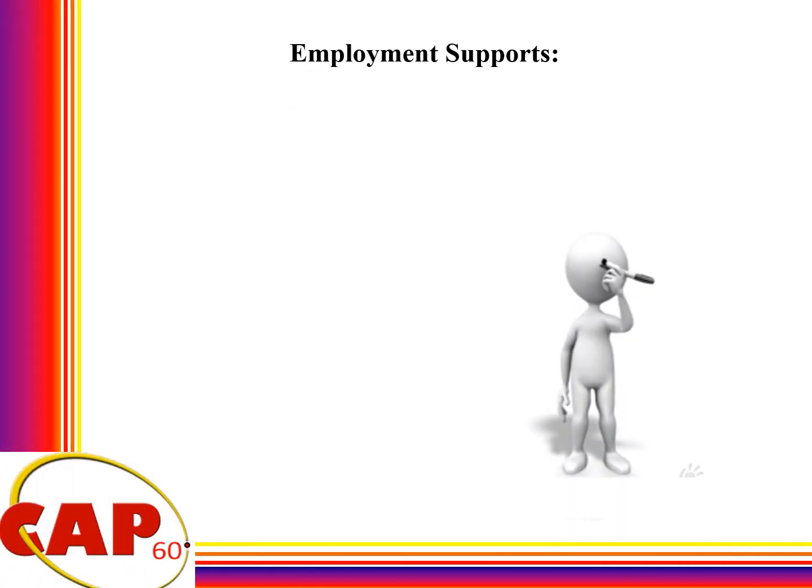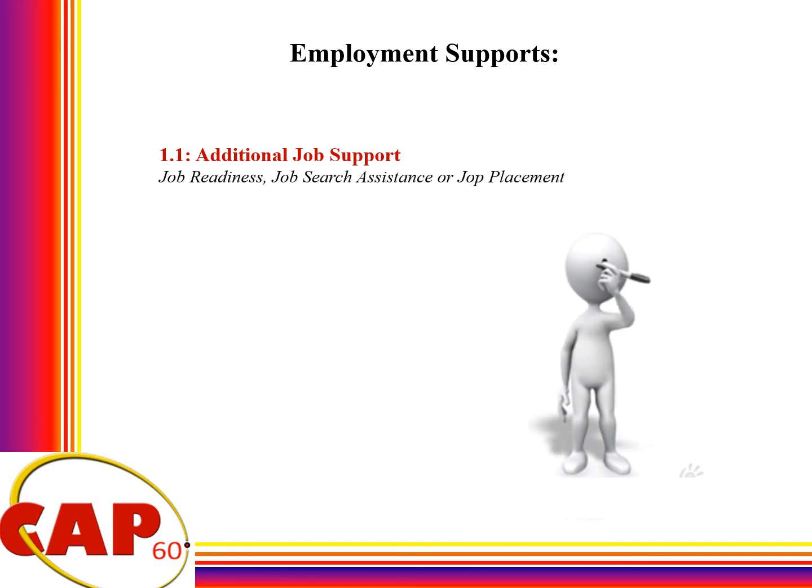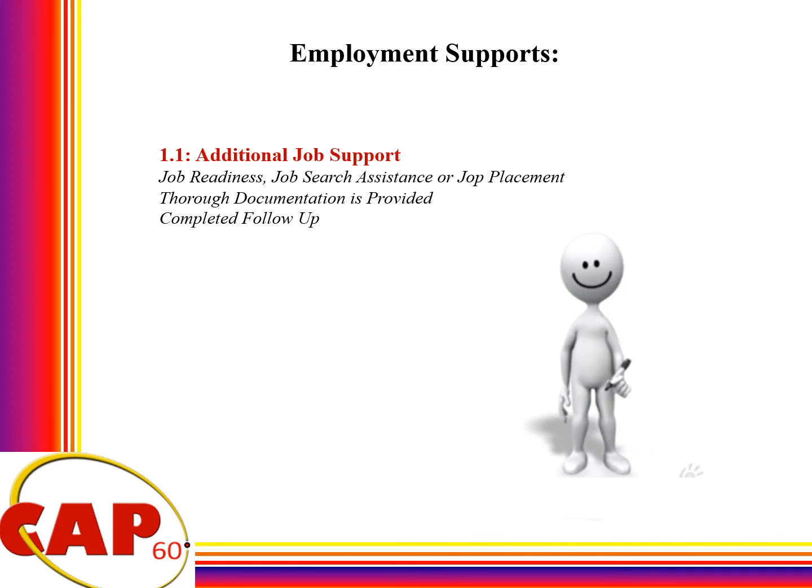Let's take a look at employment supports. You can report employment support activity under NPI 1.1 under the following circumstances. You have provided additional job support services, such as job readiness, job search assistance, or job placement. You have thoroughly documented these activities in your case notes. You have completed the required follow-up. If these steps have not been taken, the outcome will only be documented under NPI 1.2, Employment Supports.